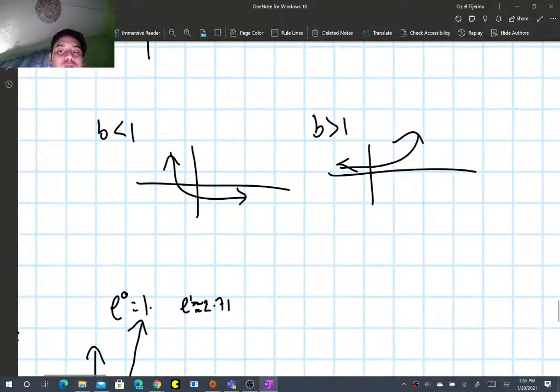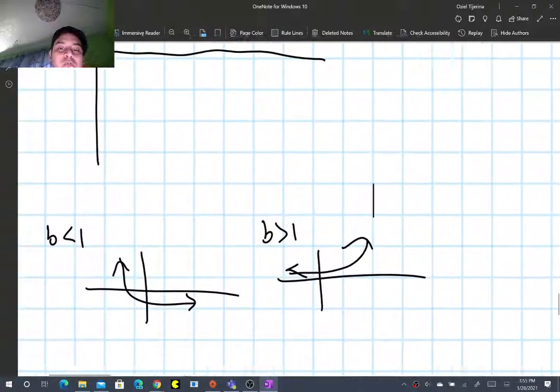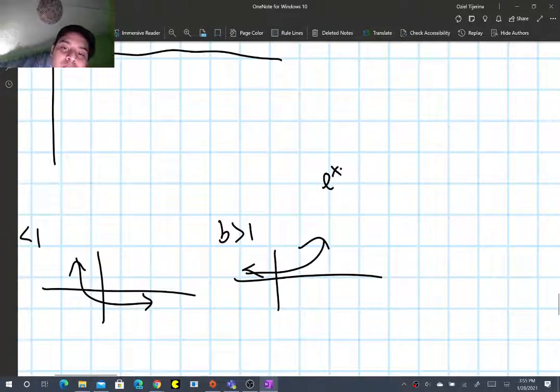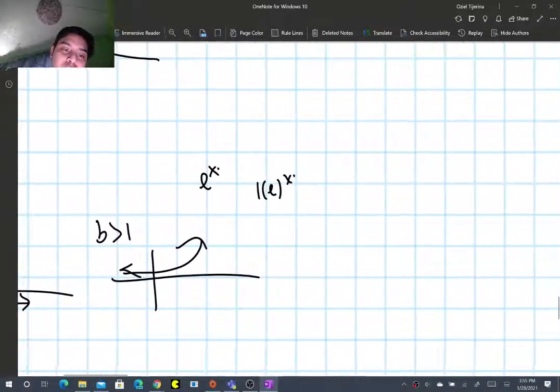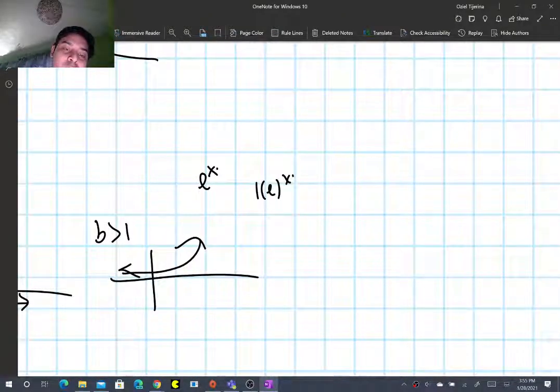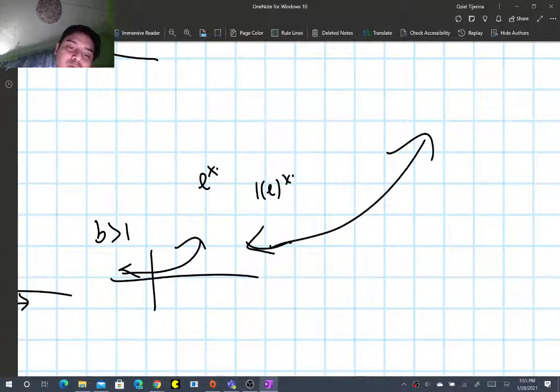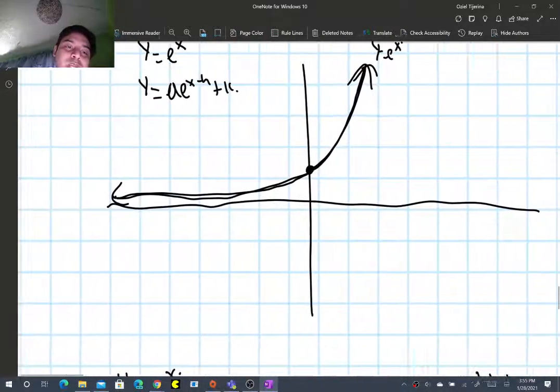So basically, if we have, for example, e to the x, that's 1 times e to the x. Because e is greater than 1, it is exponential growth, just like it is right here.